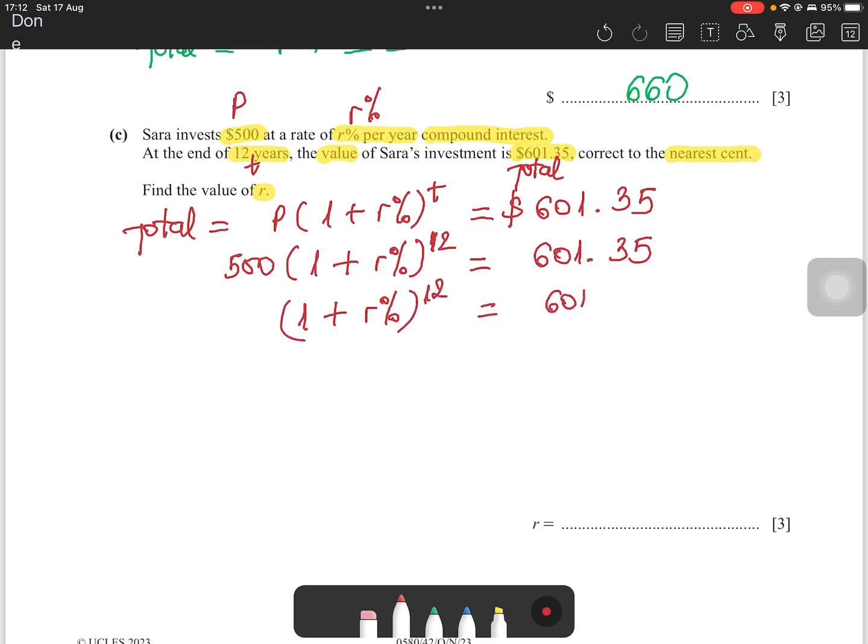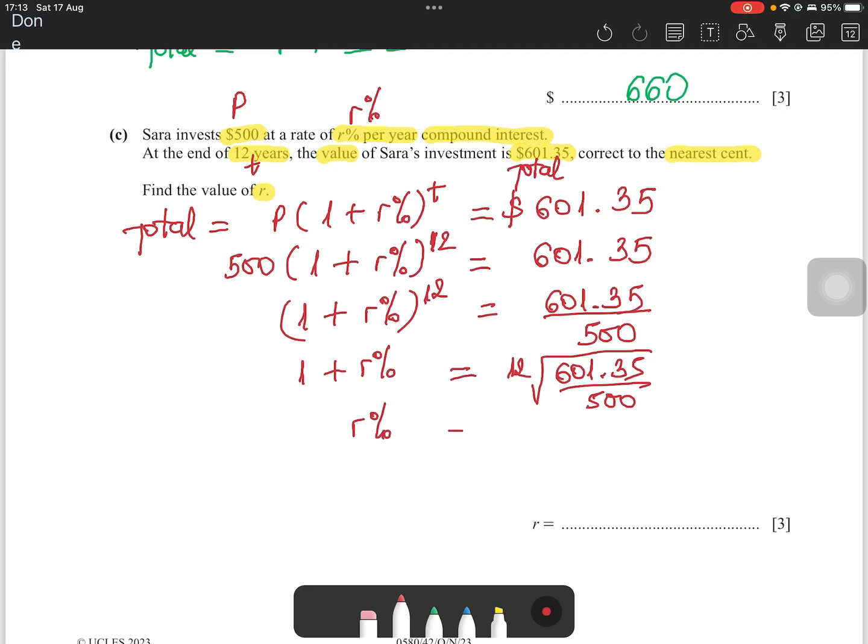So this is 601.35 divided by 500. And then we need to remove the number 12 by taking the 12th root of both sides. 12th root of 601.35 over 500. Then we remove the number 1 by subtracting both sides by 1. We subtract 1 from both sides.